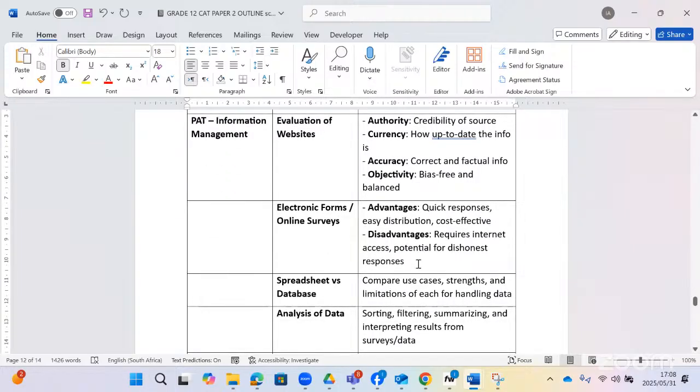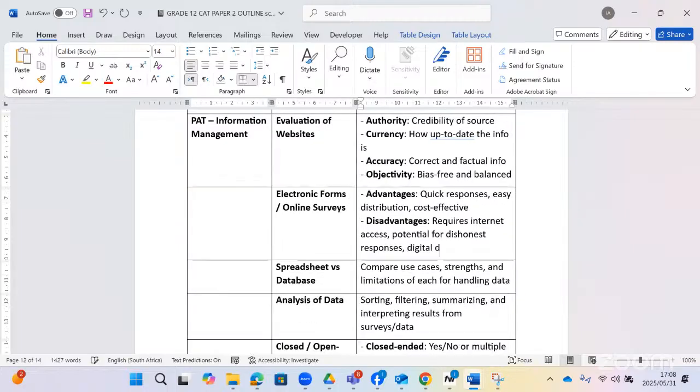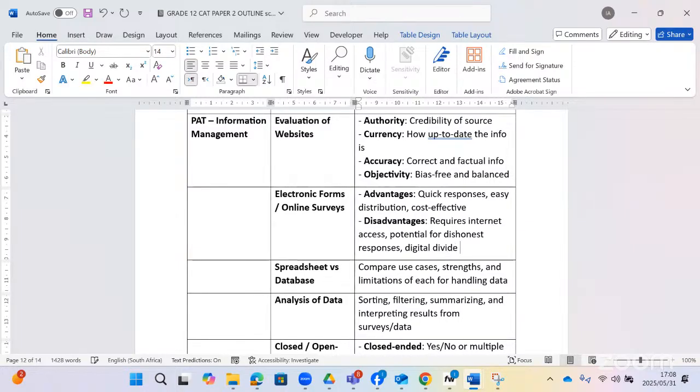Please, they like asking this type of question. What are the advantages of having these electronic forms or online surveys? Like quick response, easier distribution, and cost effective. You must know at least 2. The disadvantages involve needing internet connectivity, potential for dishonest responses, as well as the digital divide. Not everybody has access to internet. So you must know that as well.